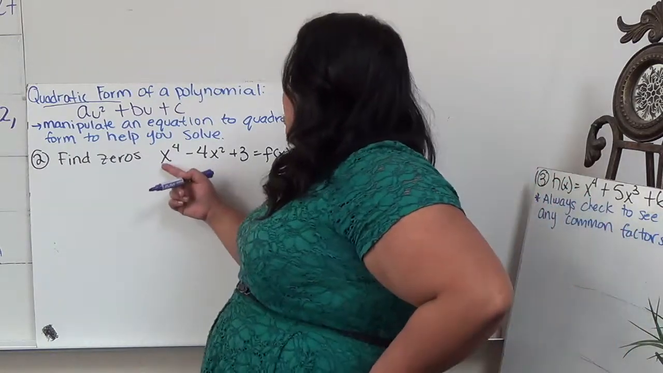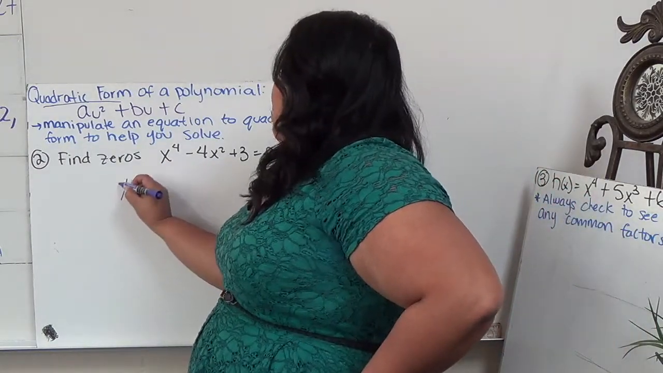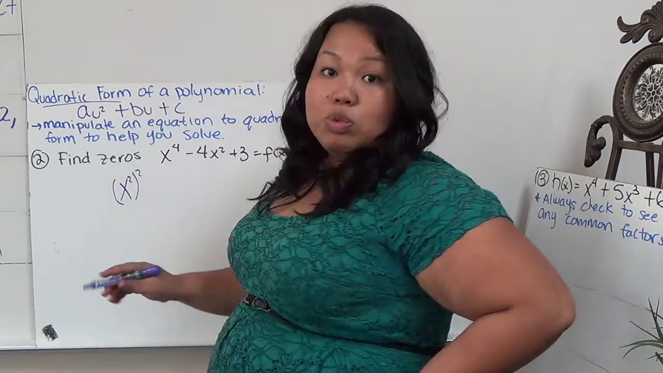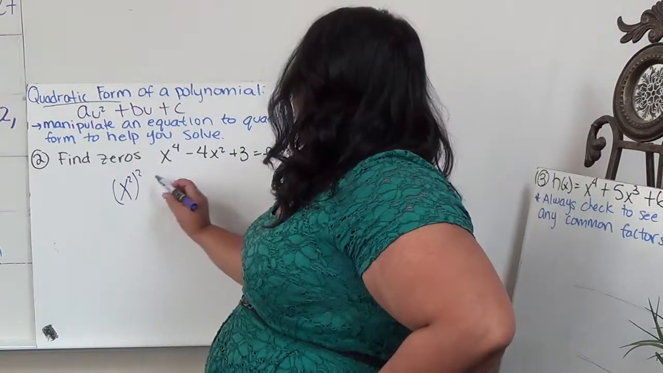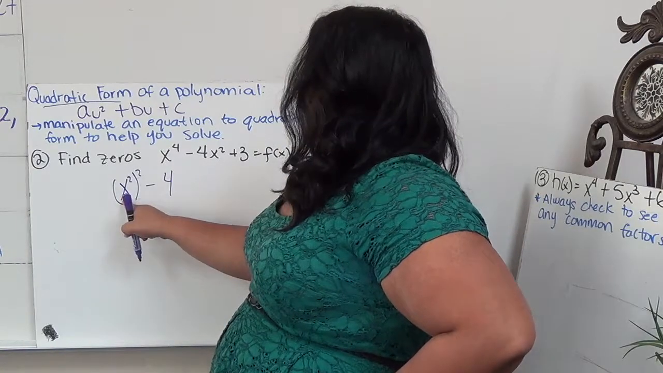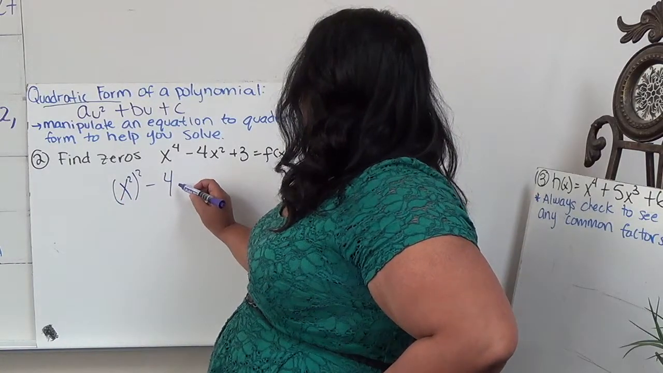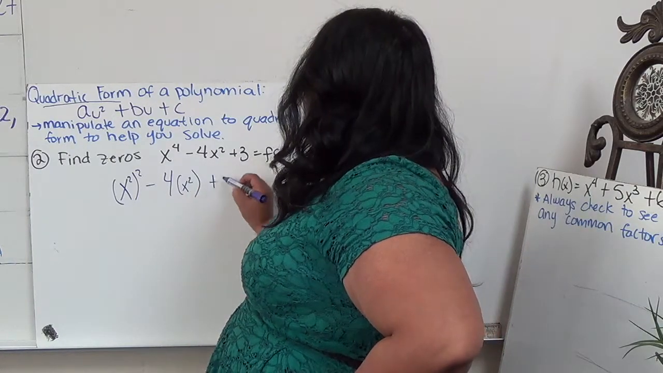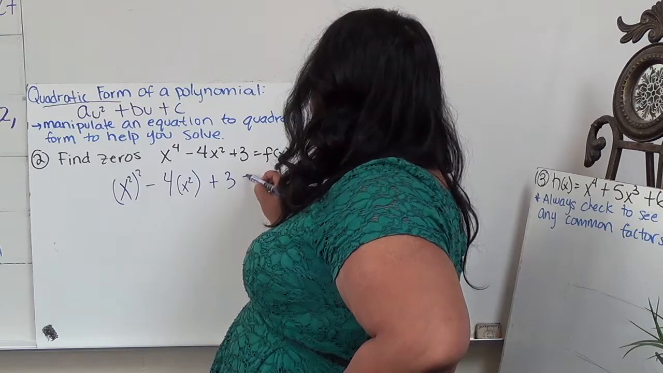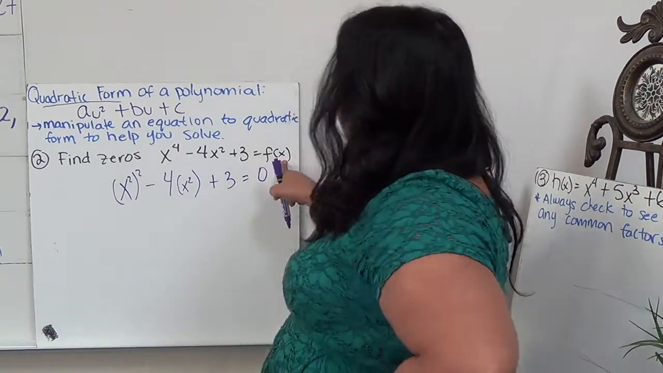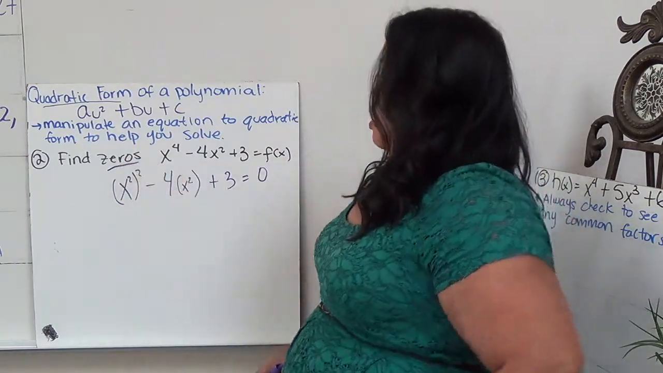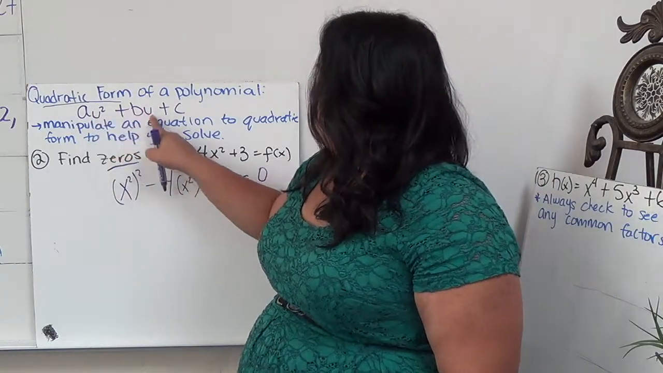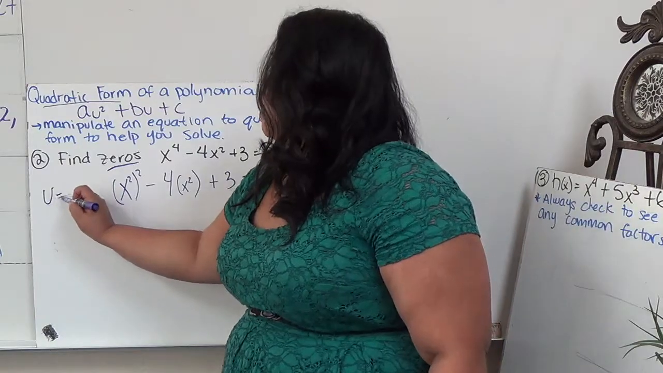So if I change x to the 4th to be x squared squared, it's the same thing, I'm just rewriting it. Now bear with me. And the -4x squared, this is the same thing as saying x squared squared minus 4 times x squared plus 3 equals 0. Because I'm putting 0 in for this because I'm looking for the zeros. Now what this is saying is that I found this value u, right? So my u is x squared.